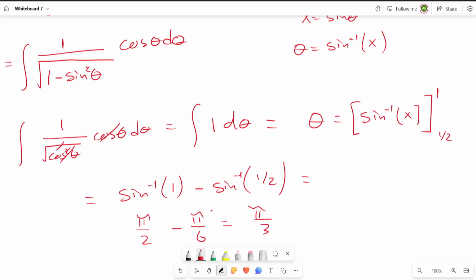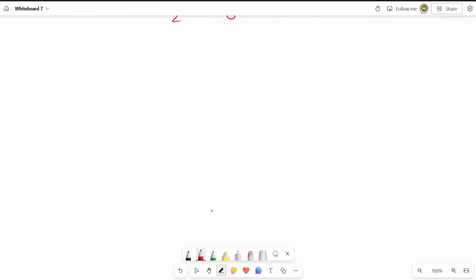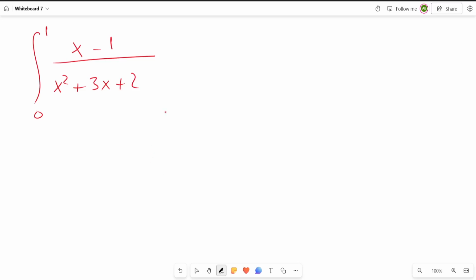Okay, now let's take a final example. Let's take one more example. Okay, let's say we have the integration of x minus 1 over x squared plus 3x plus 2 from 0 to 1. At first glance, this looks like a partial fraction decomposition type of question, which by the way, I also did a video on, and I'm going to leave its link on the top right hand corner.